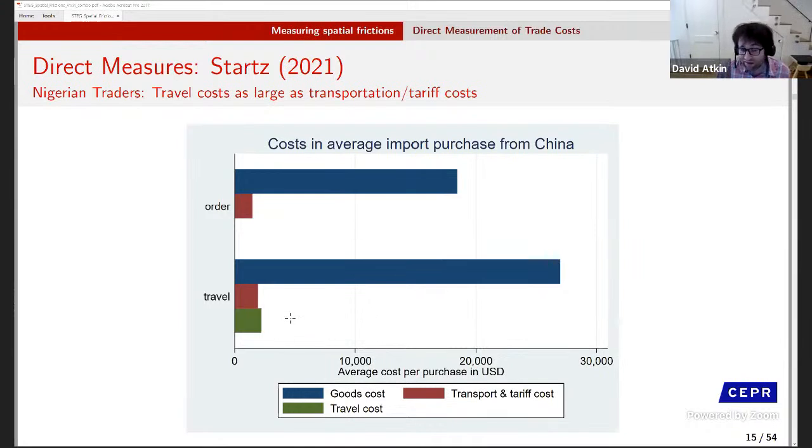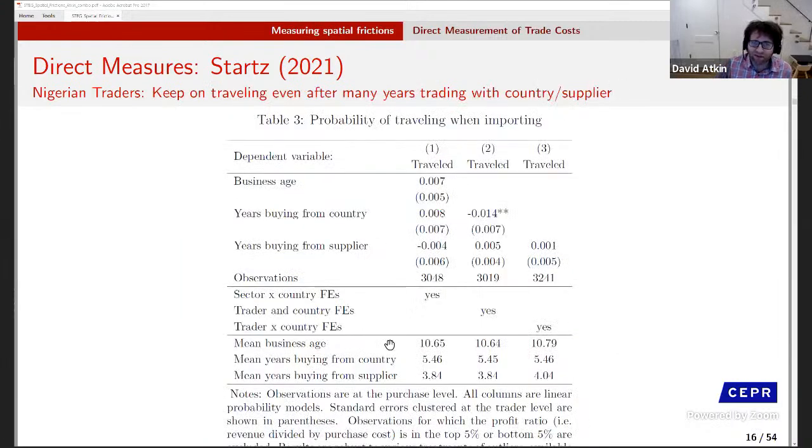And I should say, these trips aren't for people to stick stuff in their suitcase and fly back with it. The stuff typically travels in containers. These are really trips to work out what they want to buy and maybe to actually do the deal. Okay, so these costs are quite large.